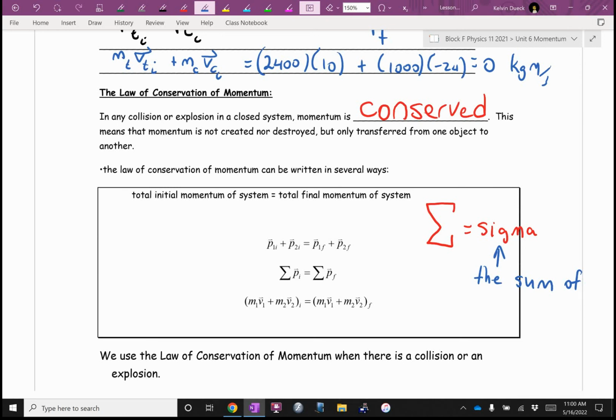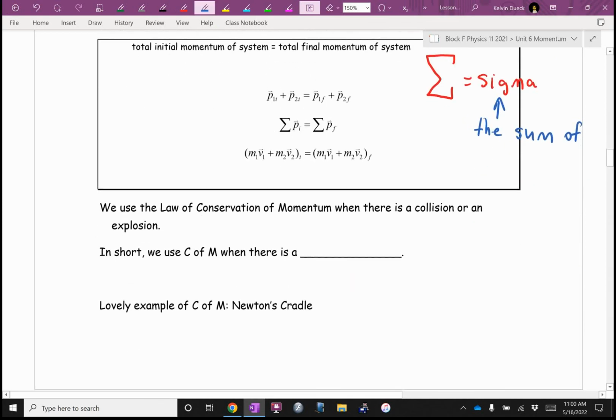I'm going to use the third one. Don't let it scare you. But if I see a car crash, a car collision as a question, one of the first things I'm going to write down is the law of conservation of momentum in the shortest form possible. We use the law of conservation of momentum when there is a collision or an explosion. That's a good job for the law of conservation of momentum.